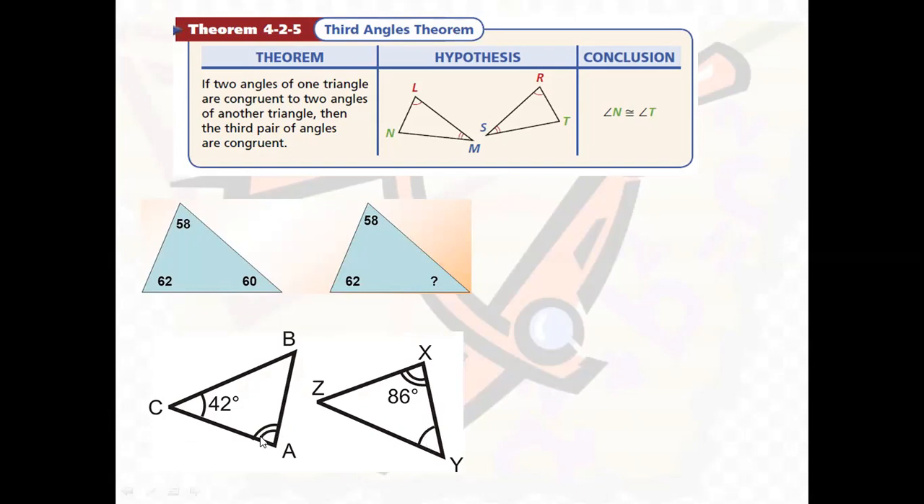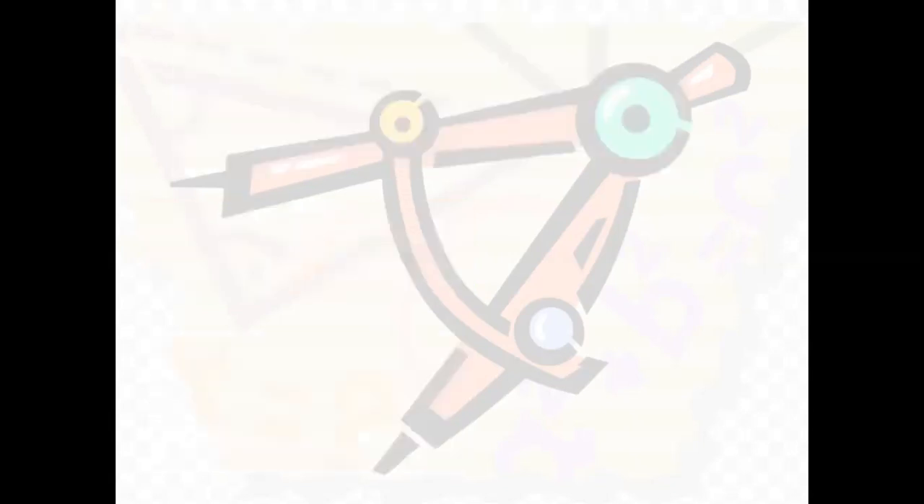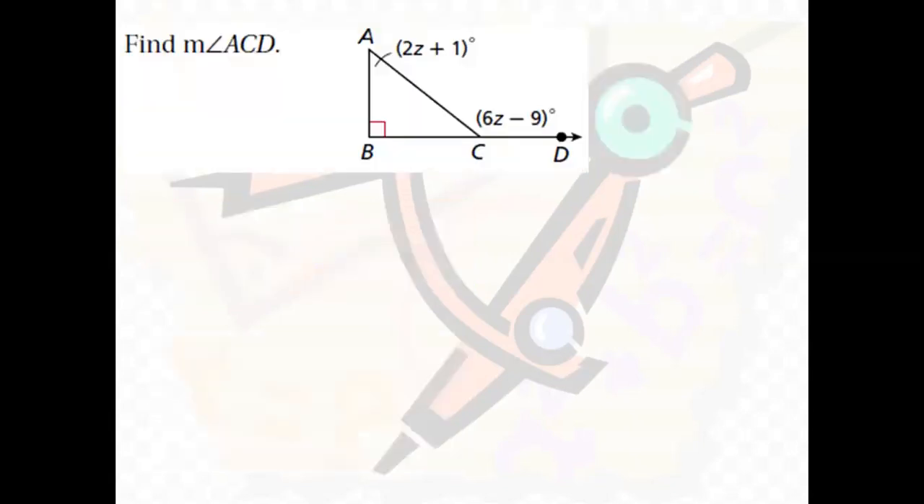So what is the measure of angle A? It's going to be 86 because they both are double marked. So angle A and angle X are congruent. So what does that leave us with? That leaves angle B being congruent to angle Z. So this is all the third angles theorem. That's all. Okay, let's look at an example.